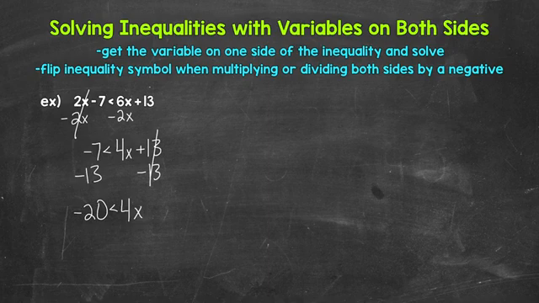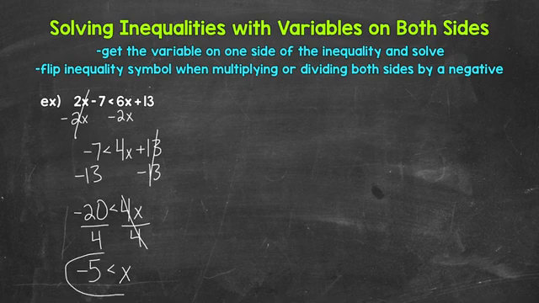Now x is being multiplied by 4, so we need the inverse operation of multiplication. That's division. So divide the right side by 4 and the left side by 4. These 4's cancel each other out. X is now isolated, so we have x is greater than, and then on the left we have negative 20 divided by 4. That gives us negative 5. And this is our answer. X is greater than negative 5. So x can be any value greater than negative 5.